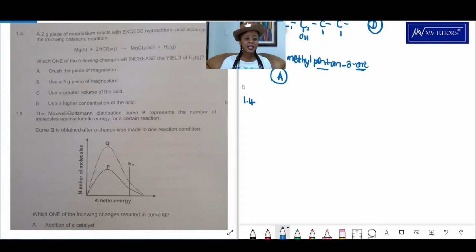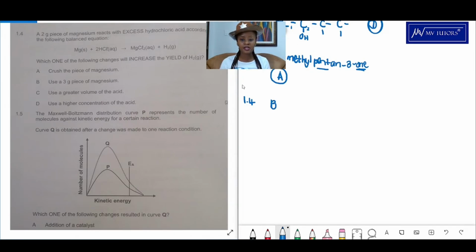So yes, you will consider this as one of the options. Okay, if you use a greater volume of the acid, remember this acid is in excess, so it won't really make much of a difference. Volume comes into play again when you're looking at chemical equilibrium, and maybe the equilibrium has shifted in some way. And then D, use a higher concentration of the acid. Same thing here. This hydrochloric acid is in excess, so I would assume that the magnesium is the limiting reactant. If magnesium ends, guys, it doesn't matter how much of the hydrochloric acid you have, it is in excess, it won't make a difference. So the winner here would be B.